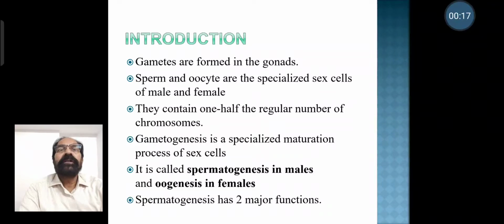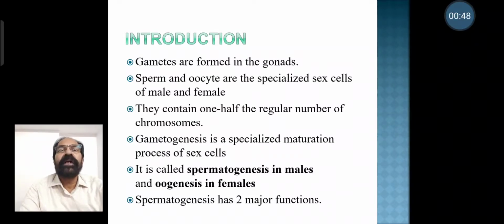Gametes are formed in the gonads. Sperm and oocyte are the specialized sex cells of male and female. They contain 1/2 of the regular number of chromosomes. Gametogenesis is a specialized maturation process of sex cells. It is called spermatogenesis in males and oogenesis in females.